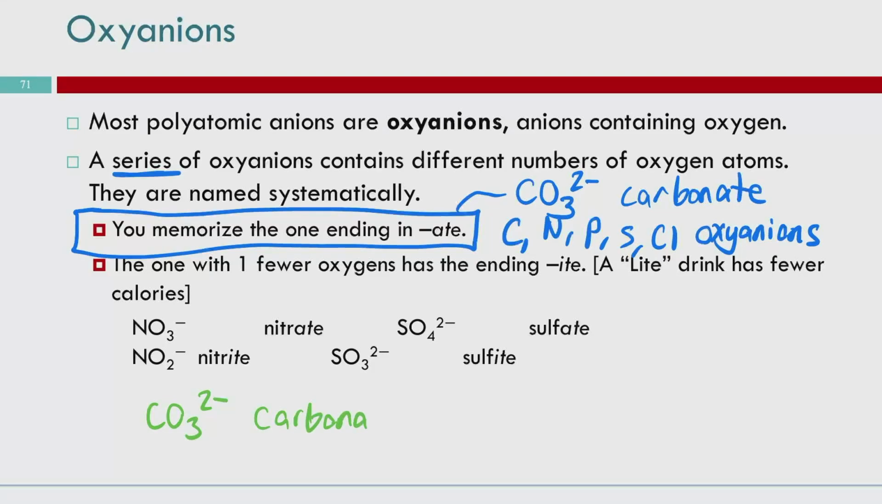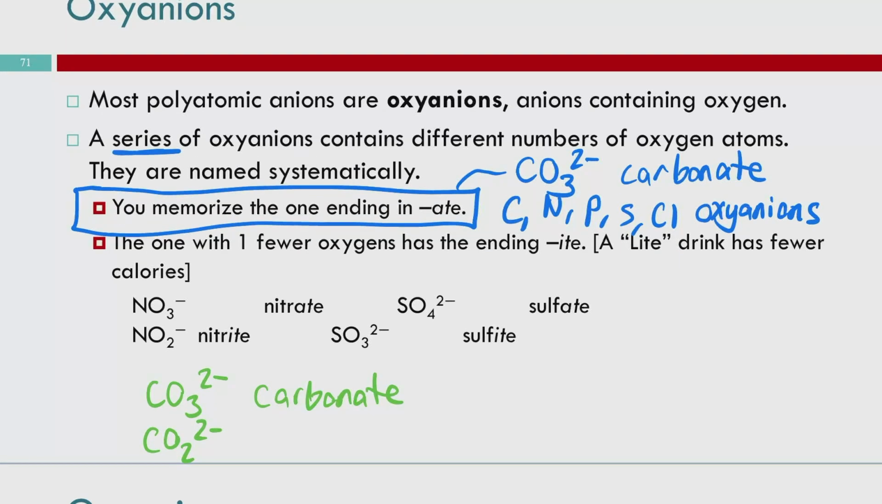If we take away one oxygen, CO2, the charge is still 2 minus. In a series of oxyanions, the charge is always the same. Then this would be carbon, but we change the ending to ITE. And you might remember that because a light, quote unquote, light drink, LITE drink, is going to have fewer calories. Like Bud Light as opposed to Bud Heavy.